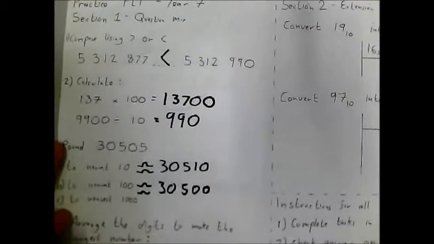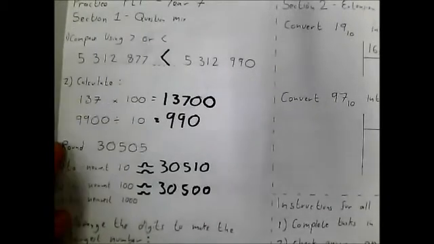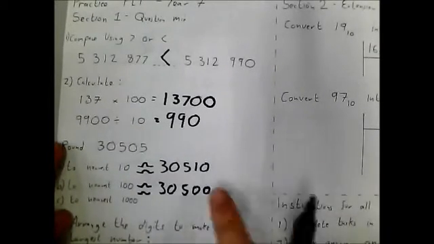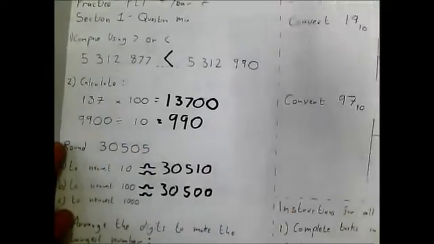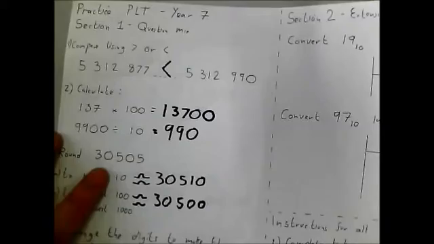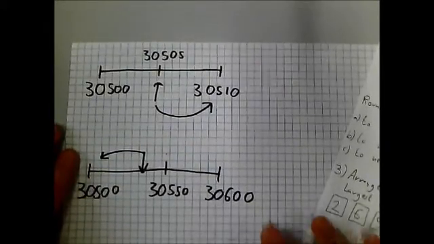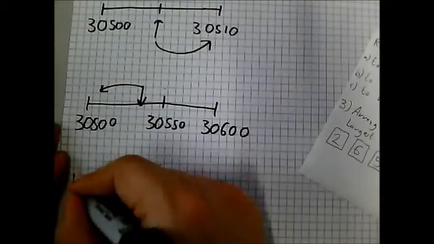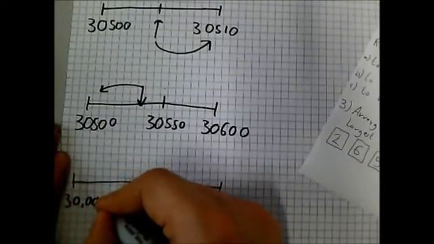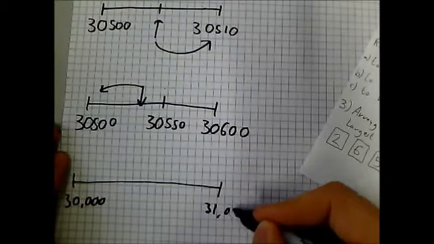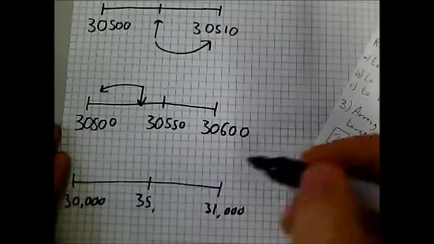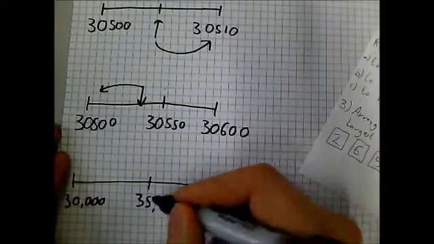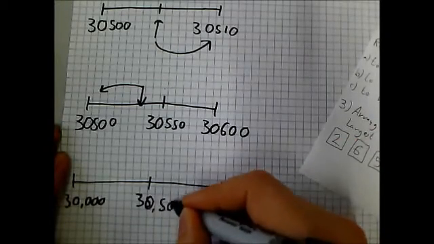Okay, now my final question is to the nearest 1,000. Exactly the same. I look at the thousands column. I look at the two nearest thousands near it. So it's either 30,000 or 31,000. I'll put those on my number line. 30,000 or 31,000. Halfway between them is 30,500, I mean.